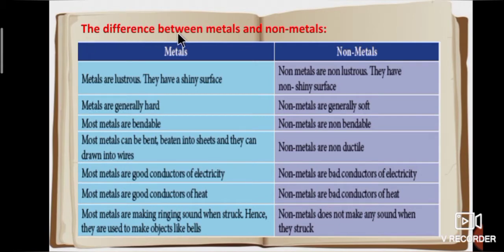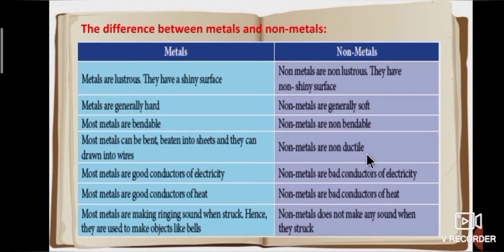Shall we see the difference between metals and non-metals? Metals are lustrous. They have a shiny surface. Non-metals are non-lustrous. They have a non-shiny surface. Metals are generally hard. Non-metals are generally soft. Most metals are bendable. Non-metals are non-bendable. Most metals can be bent, beaten into sheets and drawn into wires.